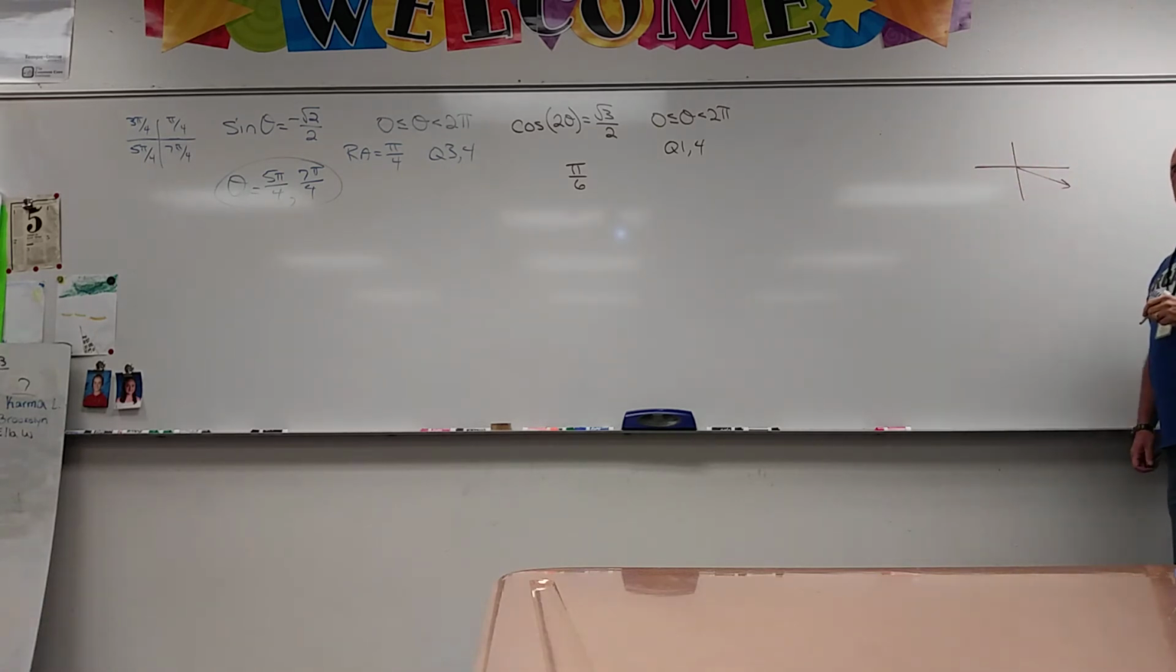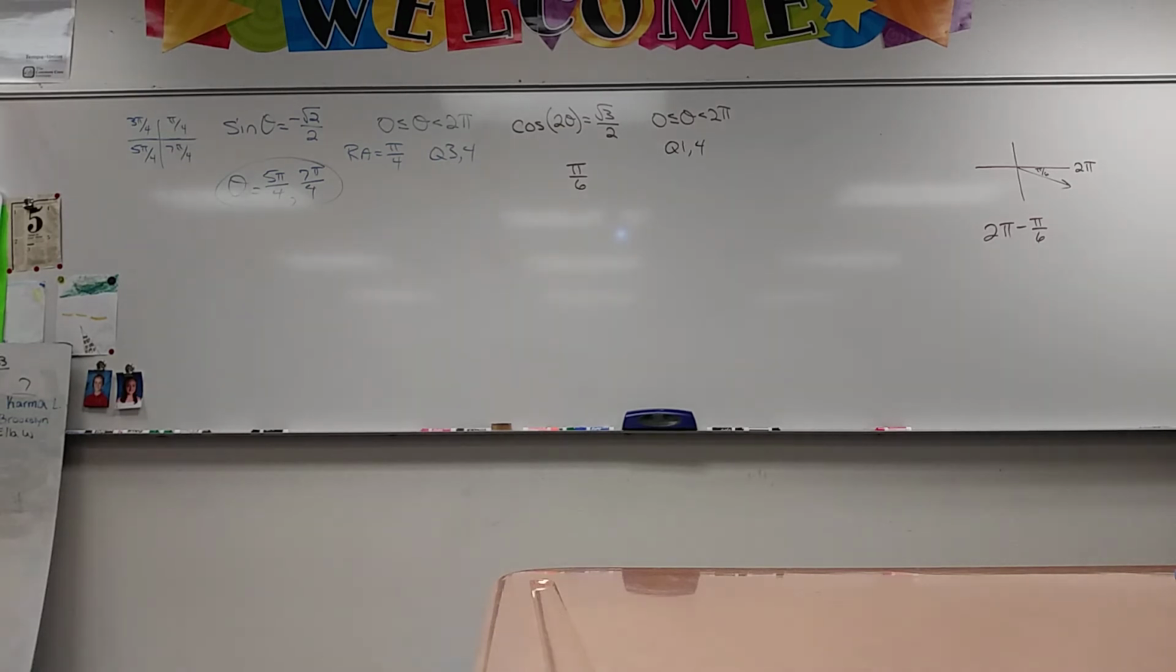So this angle right there is pi over 6. So it's pi over 6 away from 2 pi. So it's 2 pi minus pi over 6. Is that fair? You okay with the pi over 6 being here? Okay, so it's pi over 6 before 2 pi.